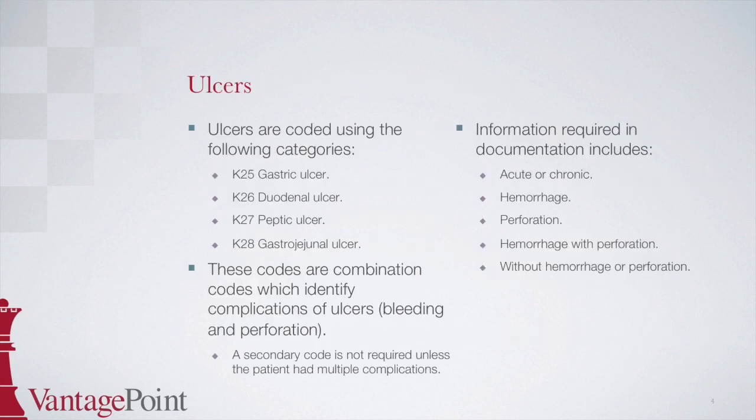Just like in ICD-9, ICD-10 contains combination codes for ulcers and the resulting complications. You do not need to use a separate code for a complication unless a patient has multiple complications. For example, acute gastric ulcer with hemorrhage and perforation, which is code K25.2. As you can see, the code tells us that the condition is acute if there was hemorrhage and perforation, and of course the site of the ulcer.